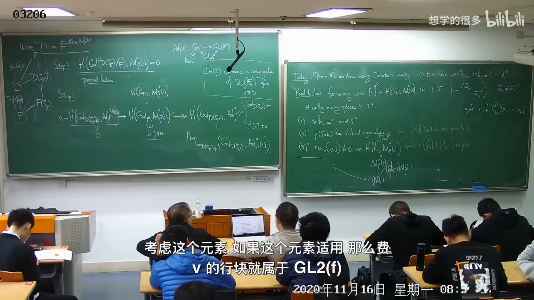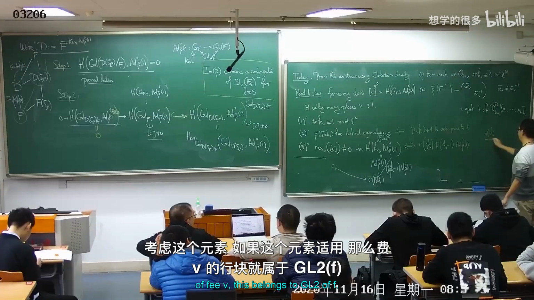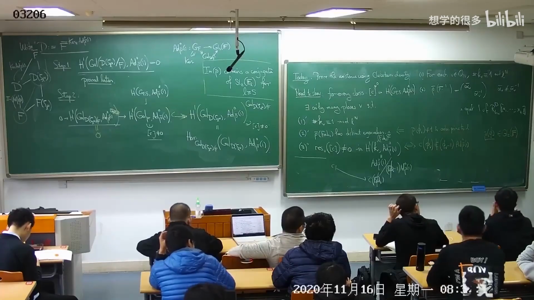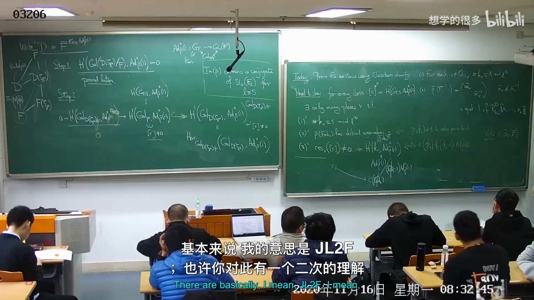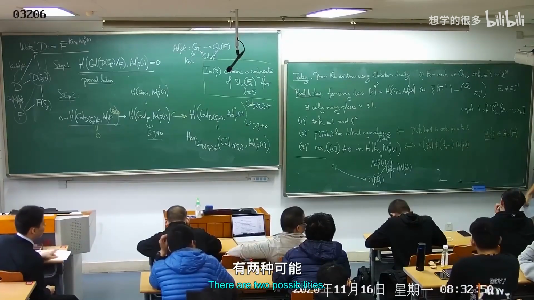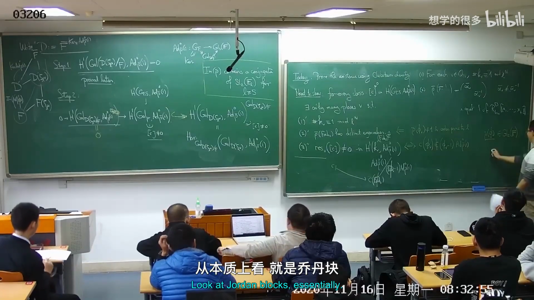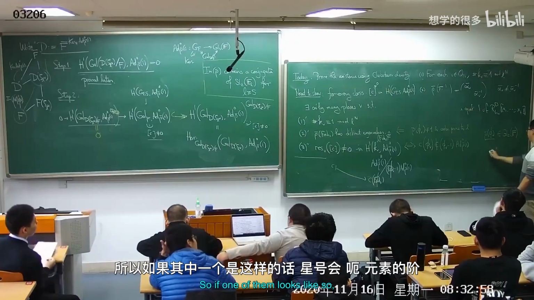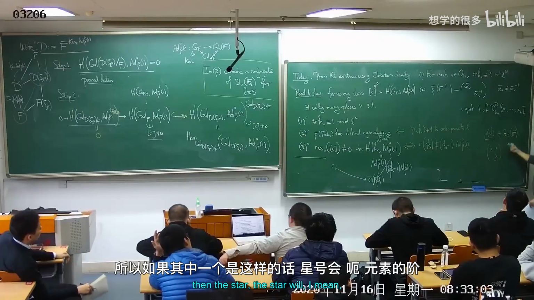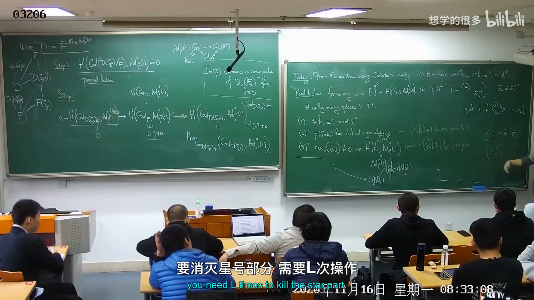Think about this, with an element phi, right? If the rho bar of phi v belongs to GL2 of F, maybe you make a quadratic extension of this. There are two possibilities. One of them, look at Jordan blocks. If it looks like so, then the star will, and the order of such an element will be divisible by L, because you need L times to kill the star part.